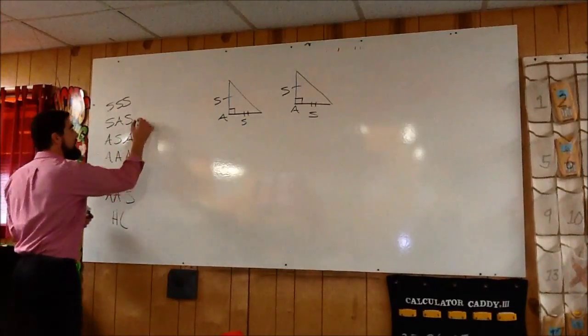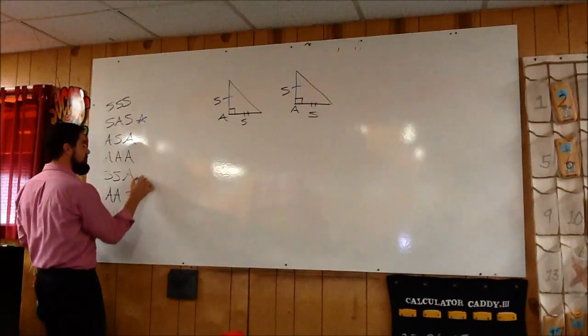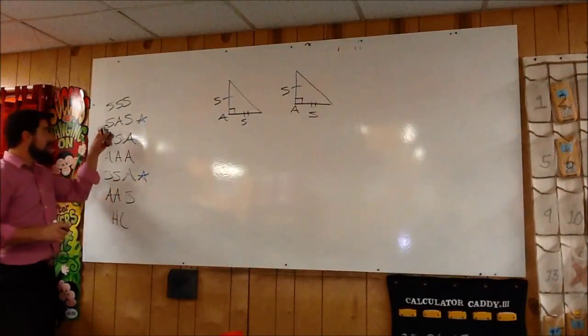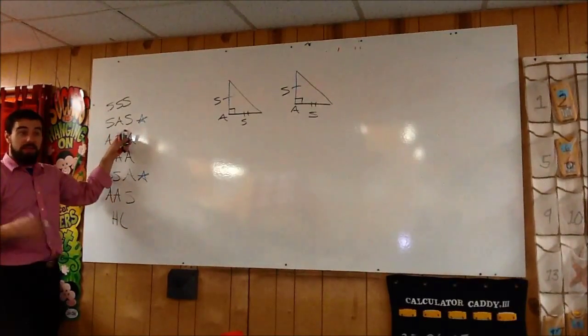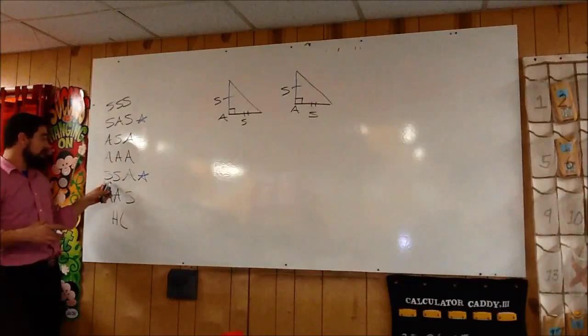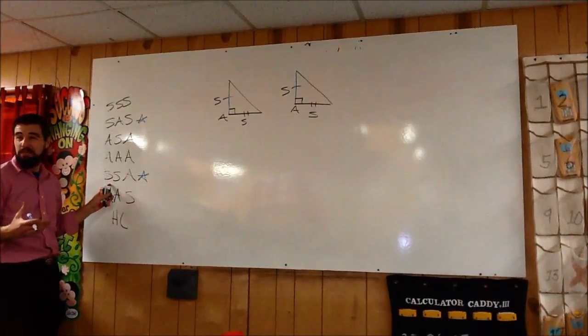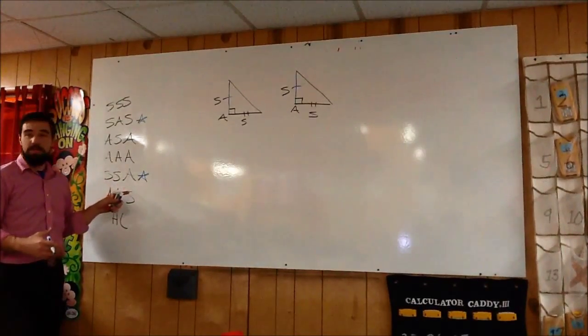So I'm going to go ahead and put stars next to these, because these are extremely similar. We got 2 sides and 1 angle that we know are congruent about these 2 triangles. And here, similar situation, kind of the same. 2 sides and an angle.